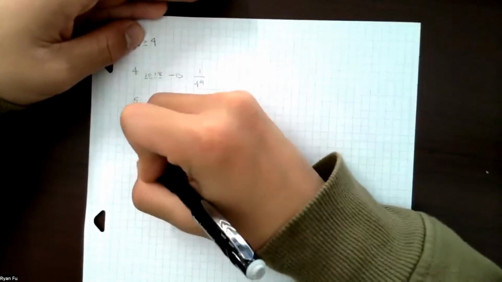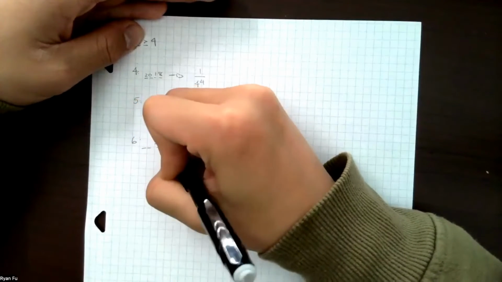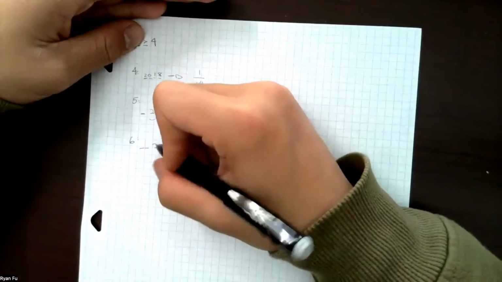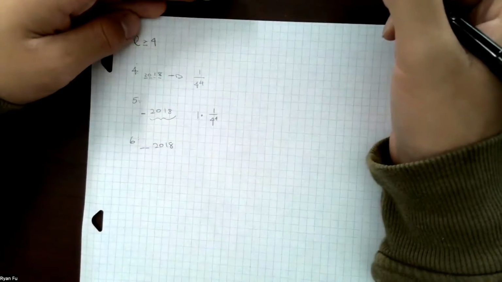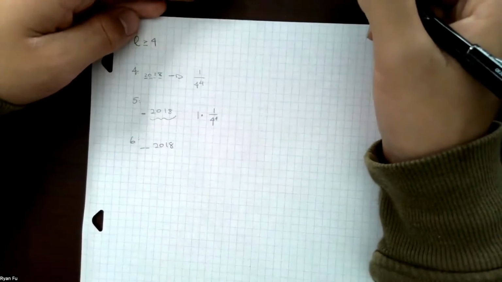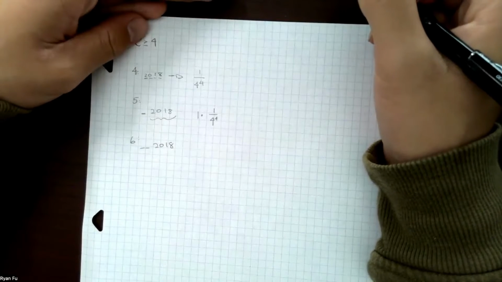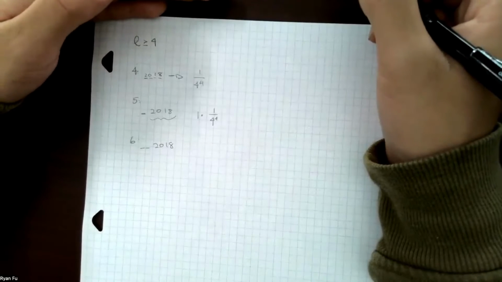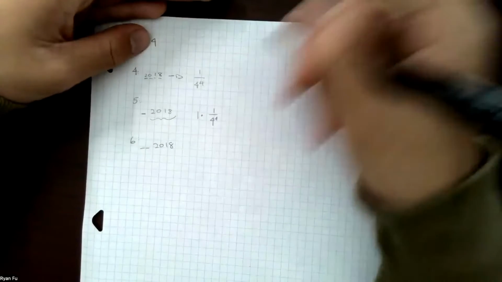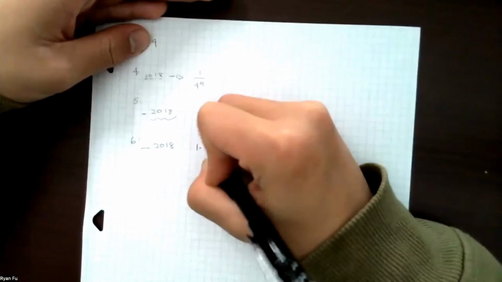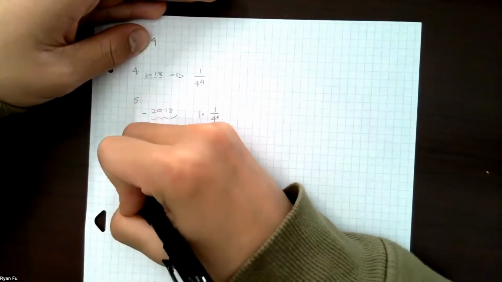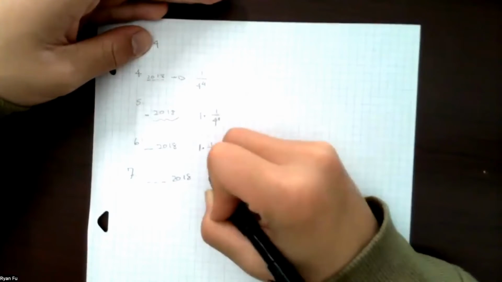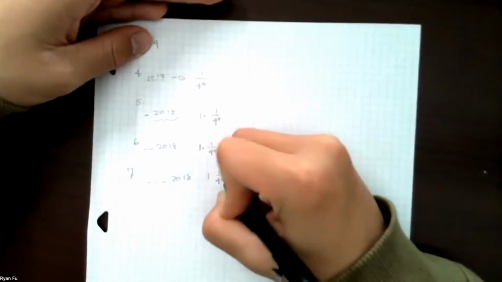For 6, it's kind of the same logic. We can't stop anywhere early since there's no prefix of 2018 that's also a suffix of 2018 apart from itself. So then this is still 1 times 1 over 4 to the 4. Same logic for 7, right? This is still going to be 1 times 1 over 4 to the 4.